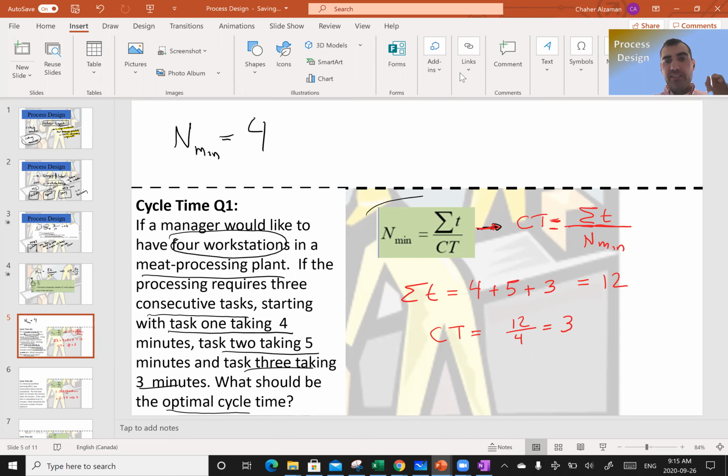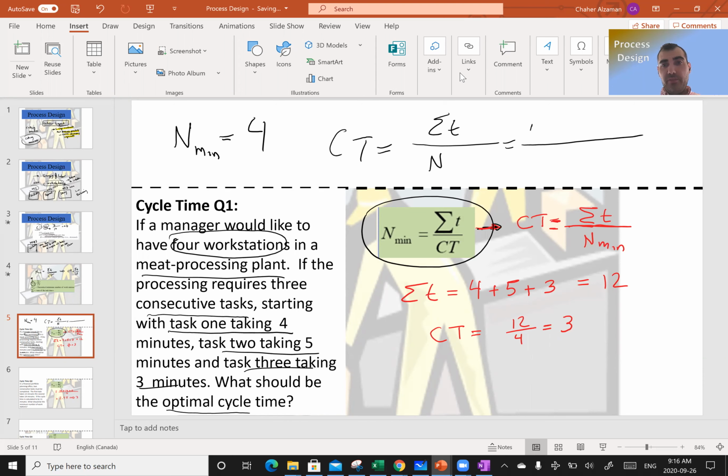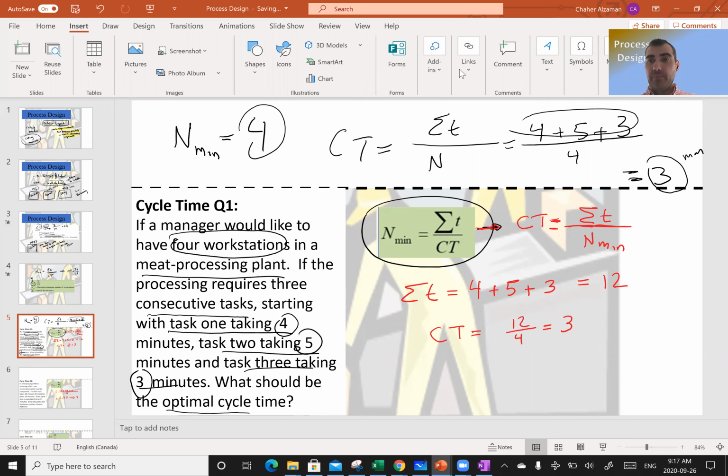So for cycle time, we take this equation right here and just solve for the cycle time, CT, which happens to be the sum of T divided by our number of workstations. So we end up with 4 for our first, plus 5, plus 3, divided by N, which they told us is 4 workstations. So we are going to end up with 3. So the cycle time for this case is 3. Since we're using all the task times in minutes, our cycle time is going to be 3 minutes. We'll stop right here with this video, and in the next video we're going to do more examples on cycle time, and we'll do the line balancing.